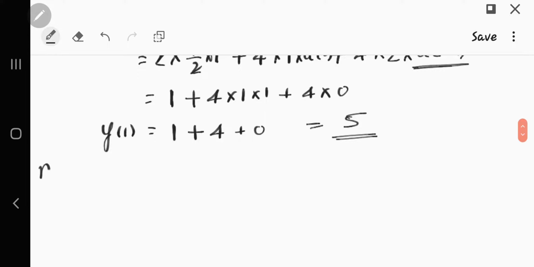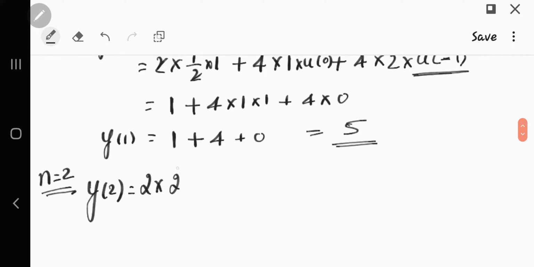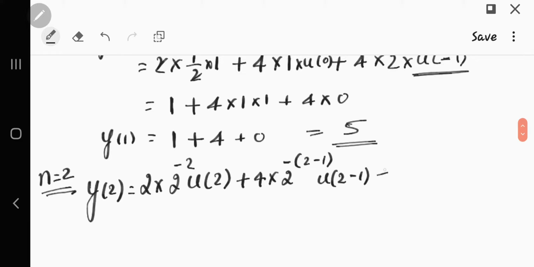Okay, so I will try one more value and I'll leave the remaining values for you to try, that is 3, 4, 5, 6. So let's go for y of 2. So 2 into 2 to the power of minus 2 into u of 2, plus 4 into 2 to the power of minus 2 minus 1 u of 2 minus 1, plus 4 into 2 to the power of minus of 2 minus 2 u of 2 minus 2.